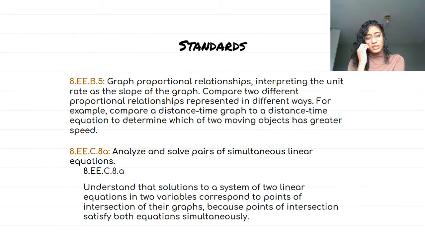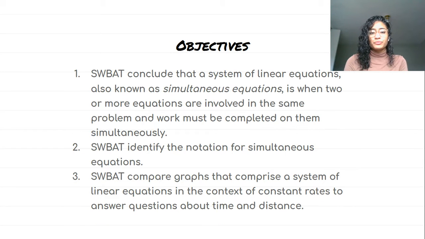And again, we'll get into that in greater detail. This is specifically understand that solutions to a system of two linear equations and two variables correspond to points of intersection of their graphs, because points of intersection satisfy both equations simultaneously. So again, we'll get into this in much greater detail.